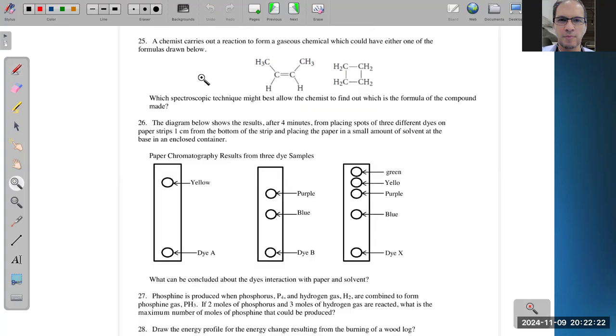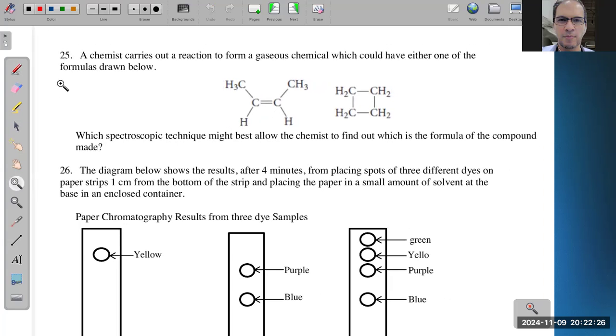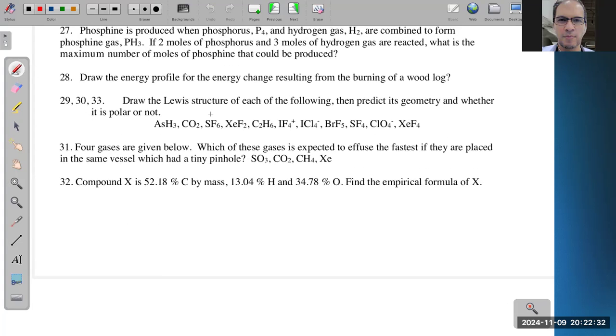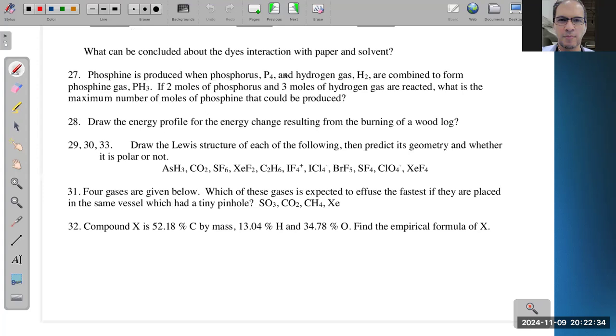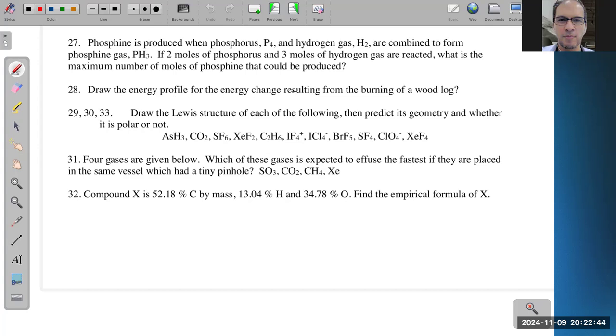A chemist carries out a reaction to form a gaseous chemical which could have either one of the formulas. Don't worry about this one, and chromatography will pass also. Phosphine is produced when phosphorus and hydrogen gas are combined to form phosphine gas. If 2 moles of phosphorus and 3 moles of hydrogen gas are reacted, what is the maximum number of moles that can be produced? This one you can pass also. Energy profile for the energy change resulting from burning of wood. So just draw any exothermic curve.